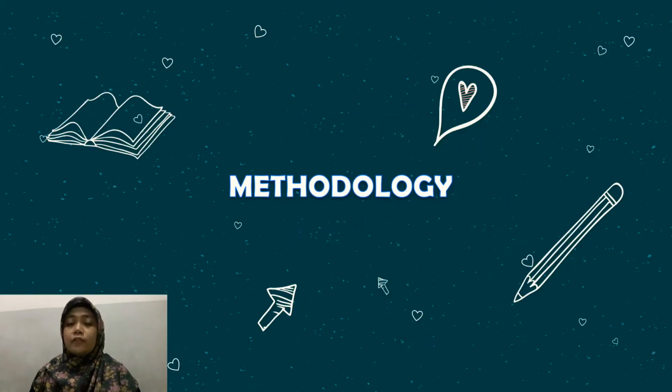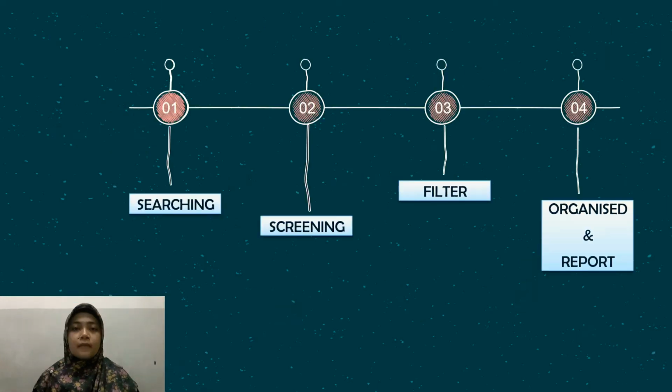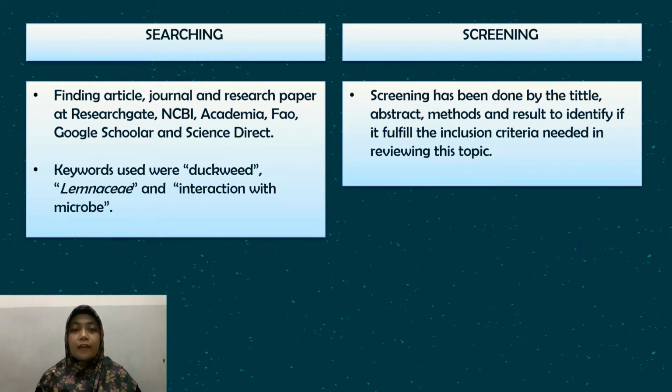Then we move to the methodology. To achieve the objective of this paper review, there are 4 steps that were followed: searching, screening, filter, organize and report. For searching, articles, journals, and research papers were searched through ResearchGate, NCBI, Academia, FAO, Google Scholar, and Science Direct. The keywords used were duckweed, Lemnaceae, and interaction with the microbiome.